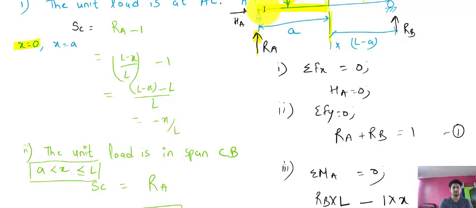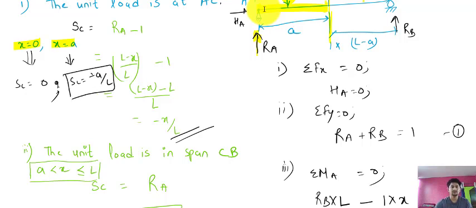Now for shear force, the value is this. Put the value when x equal to 0. When x equal to 0, the shear force at C will be 0, and when x is equal to A, shear force at C will be minus A upon L. So this is the shear force value, minus A upon L.